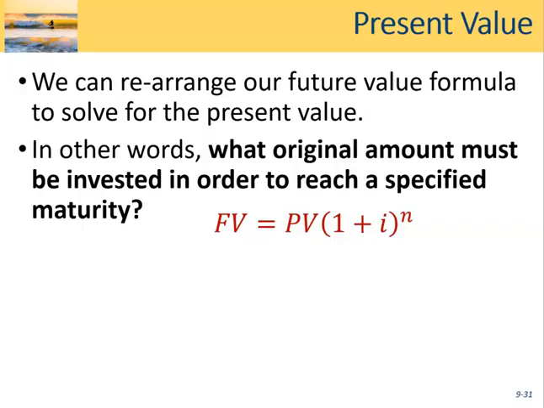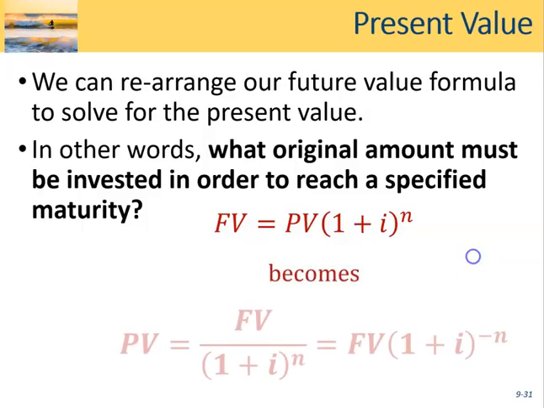Now, we're also going to do some formula manipulation. So we want to isolate the present value. So in order to get PV by itself, we need to divide each side by 1 plus i to the power of n. When we do that, the equation looks like this. So now we have future value divided by 1 plus the periodic interest rate to the power of n. The division makes it complicated.